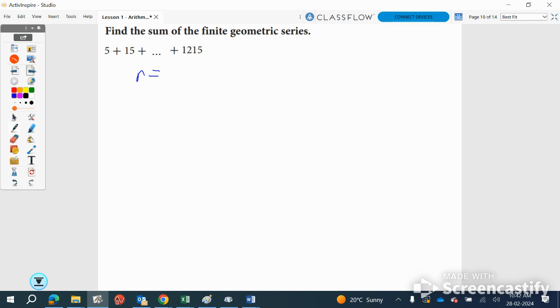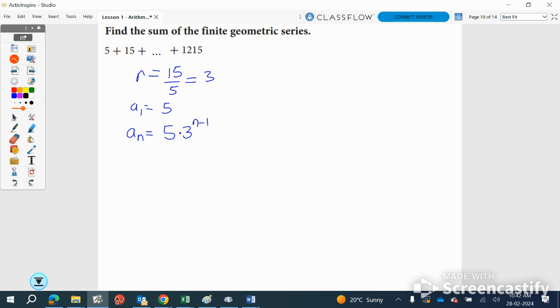3. The common ratio is given by 15 divided by 5, which is 3. What's the first term in the sequence? 5. How many terms are in the sequence? There it gets a bit tricky, doesn't it? What's the formula for the nth term in the sequence? It's 5 times 3 to the power n minus 1.